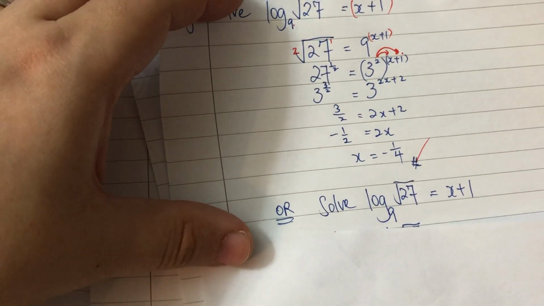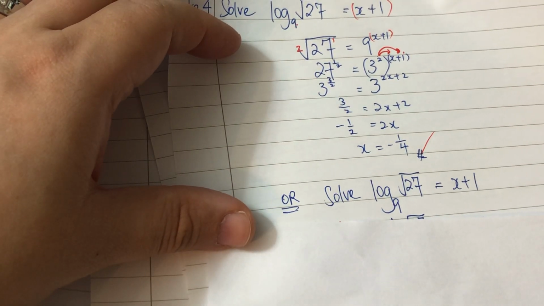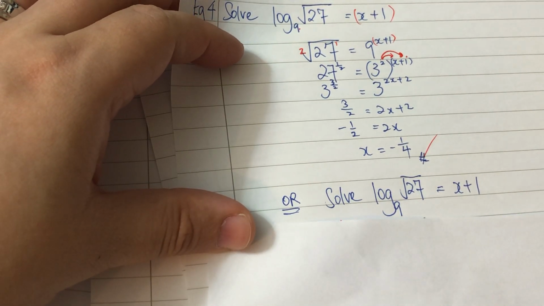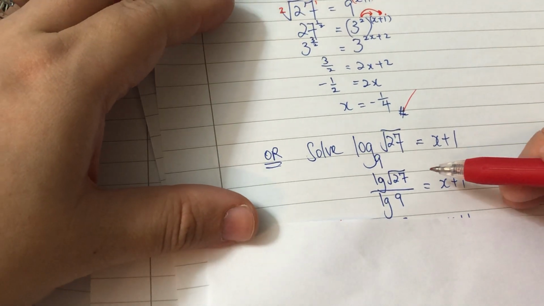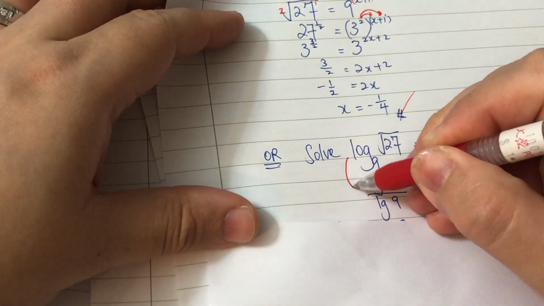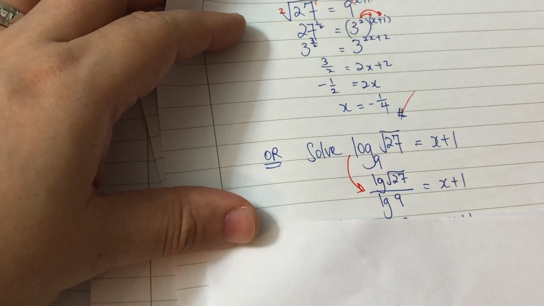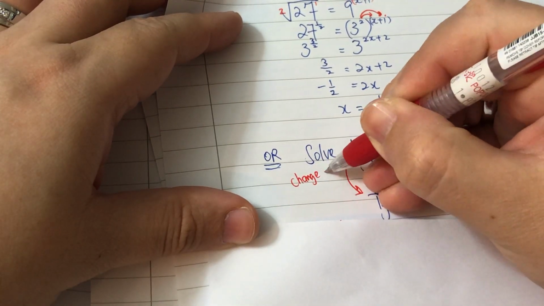Or, why is there "or"? You mean there's another way to solve this question? Is there another way to solve this question? You can pause the video and think about it. After you pause, I show you another way. This method that you see here, from this step to this step, is what we call the change of base method. It's called change of base.